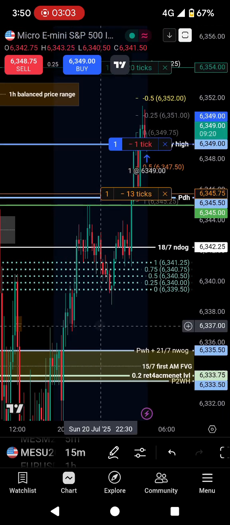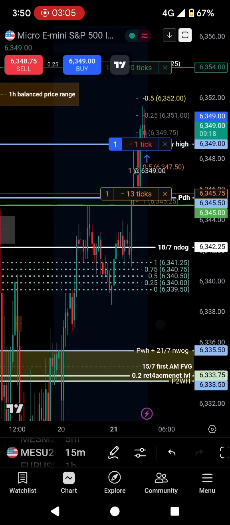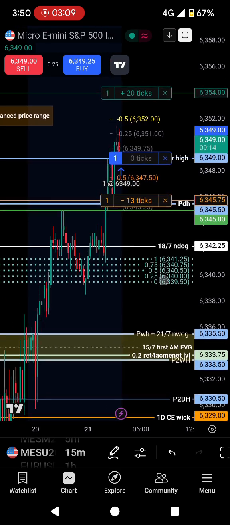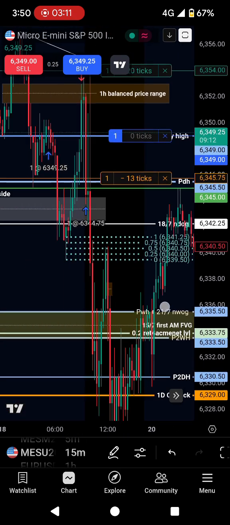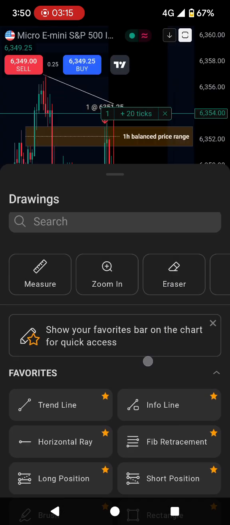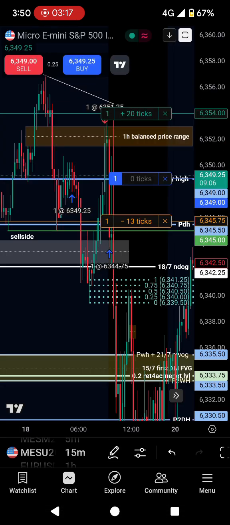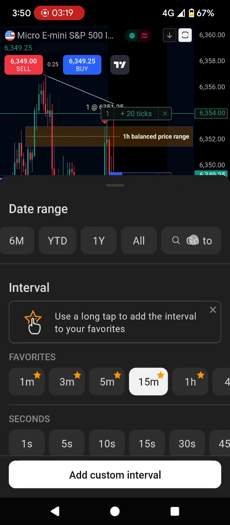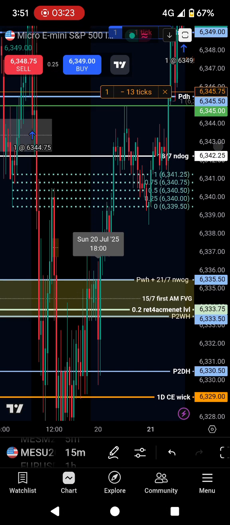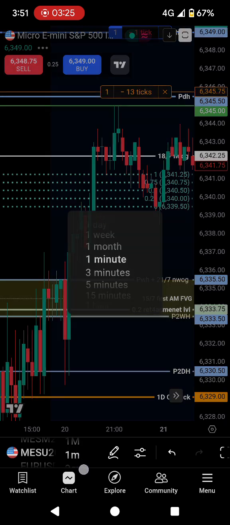So for today is Sunday. Yeah, Sunday here. So this is the new week opening gap. So for this week, the new week opening gap is just one price. Okay. What do I mean by that? This is what I mean by that.